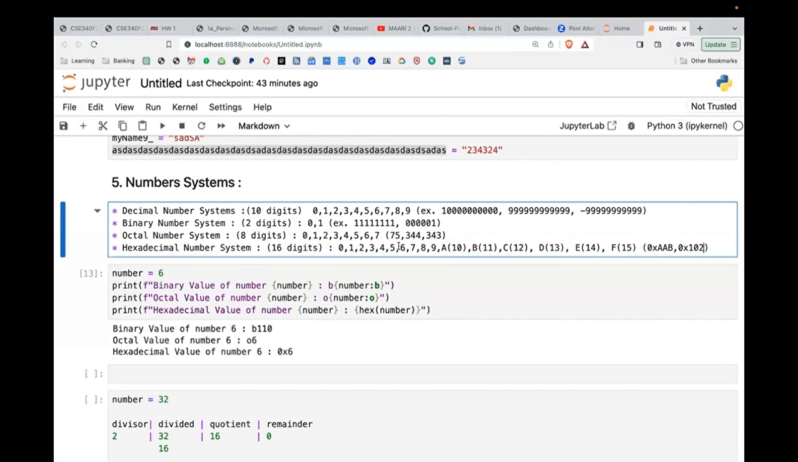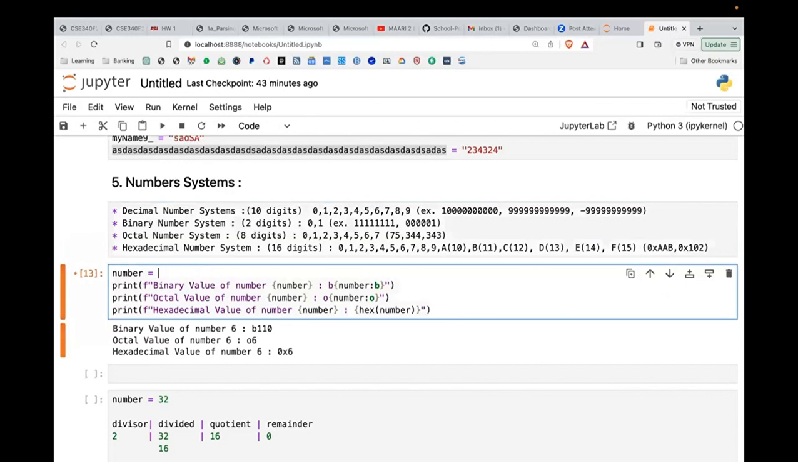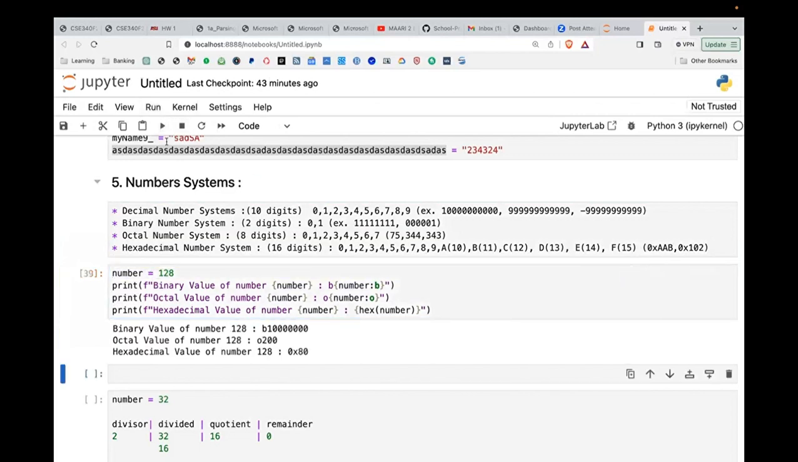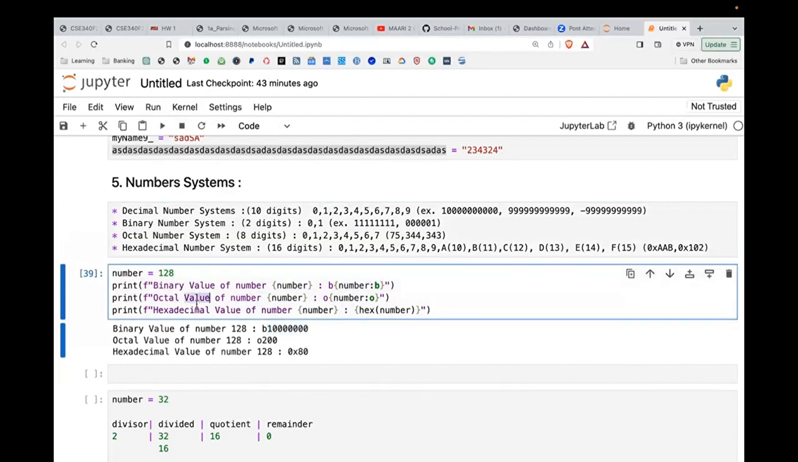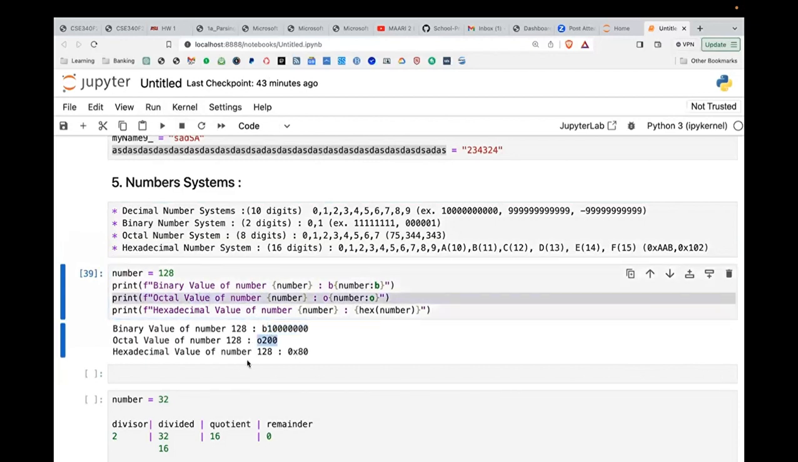How are we able to represent a very big value, say 128? I wanted to represent it as a decimal. The decimal value is by default, you know this number. If you wanted to convert it to binary, what would the binary be? It would be these many zeros. The octal value would be 200, and the hexadecimal value would be 80.